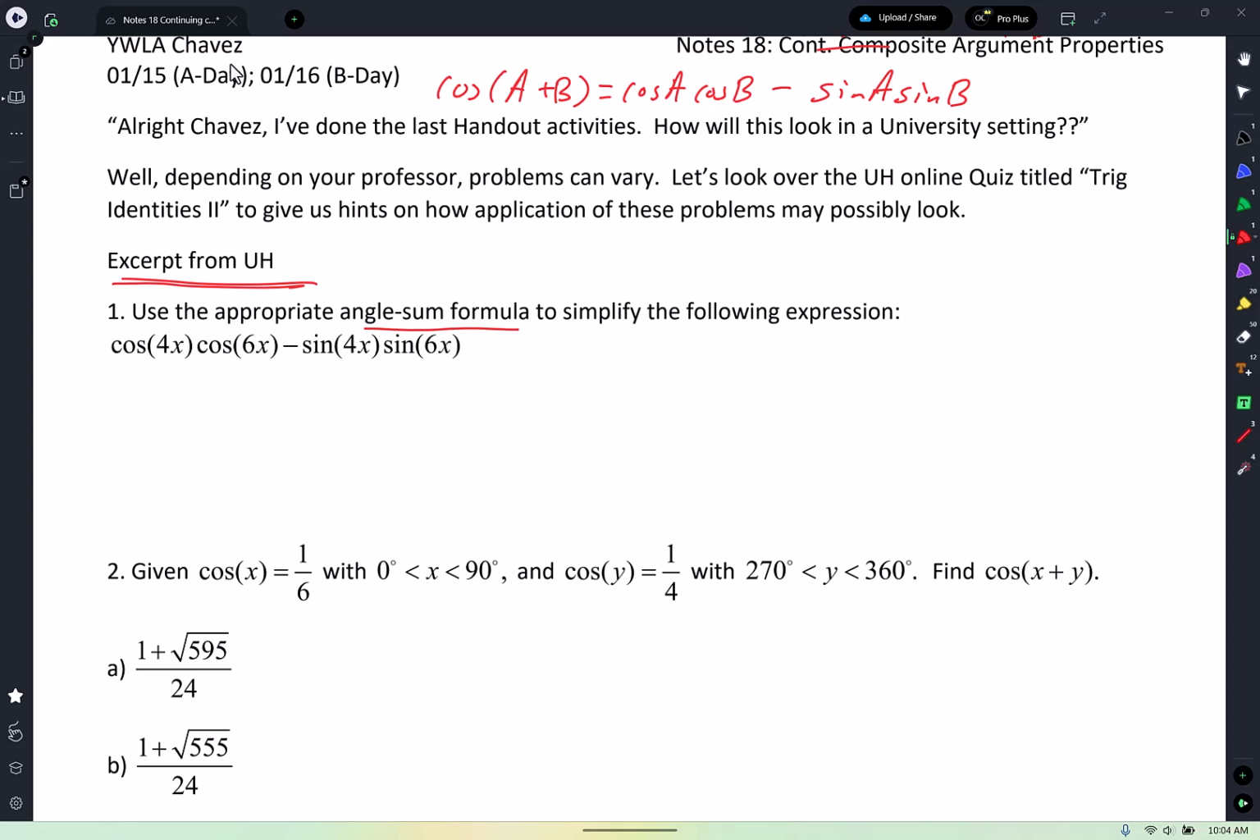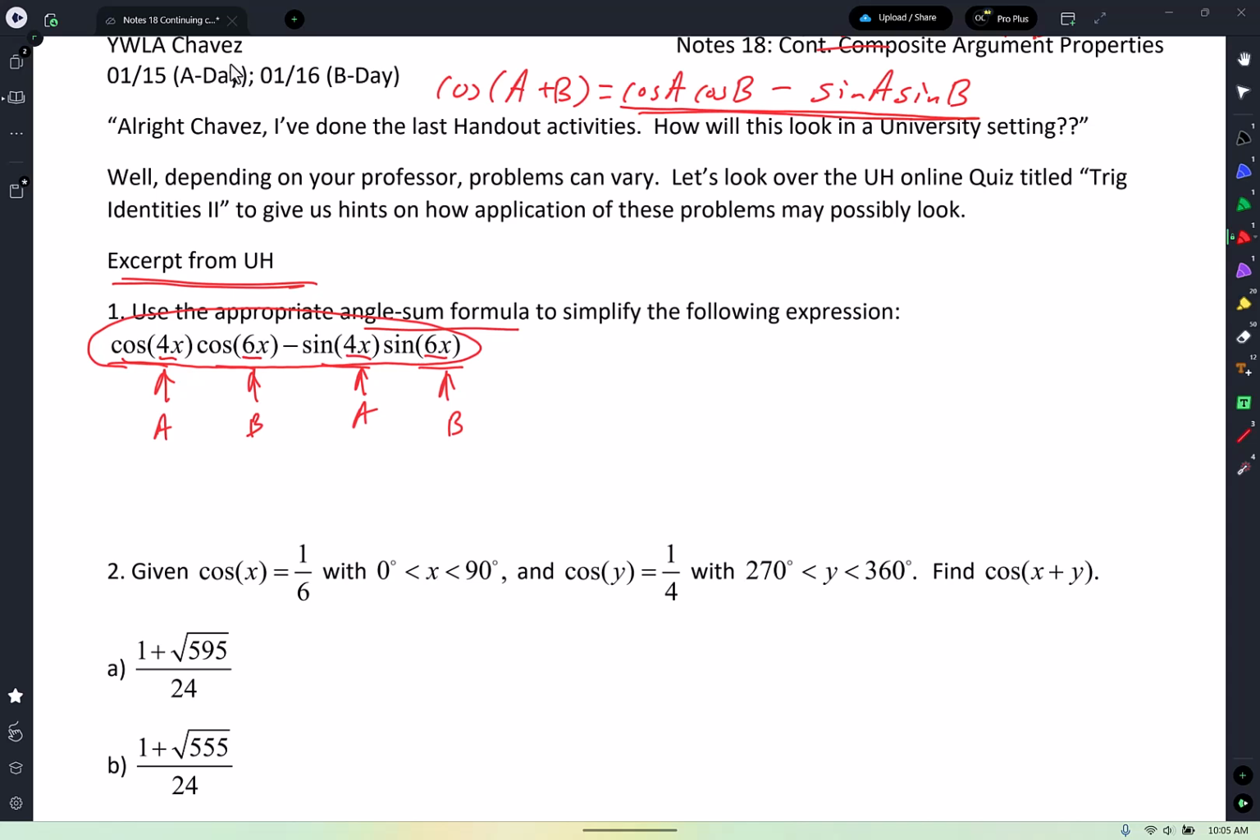You look at it and you're like, oh wait, cosine, cosine, sine, sine. I notice that 4x comes out again right here. I notice that 6x comes out again right there. Wait a minute, that's like an A, that's like a B. So this is just like this right here. Do you guys see that? Well, because it's just like this one, I can replace all this with a single cosine.